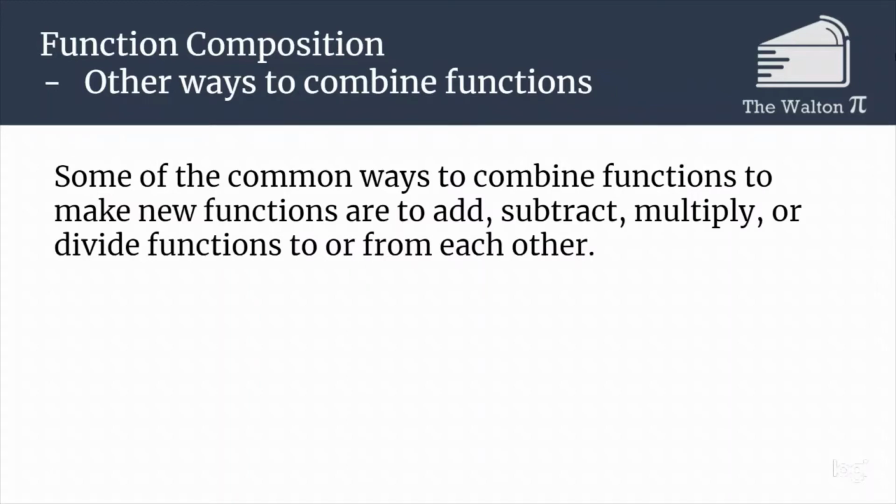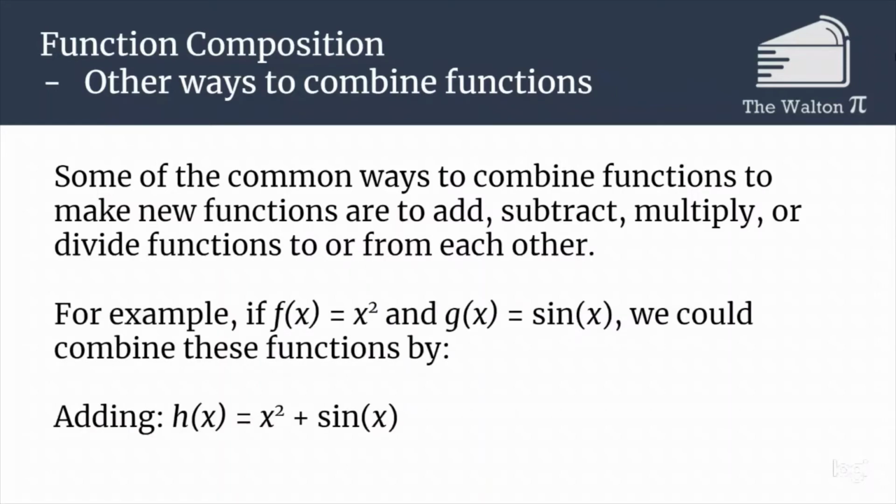So for example, if f of x is x squared and g of x is sine of x, we can combine these functions by saying that h of x is f of x plus g of x. So we could combine them by getting h of x is now x squared plus sine of x. That is one way we can combine functions.